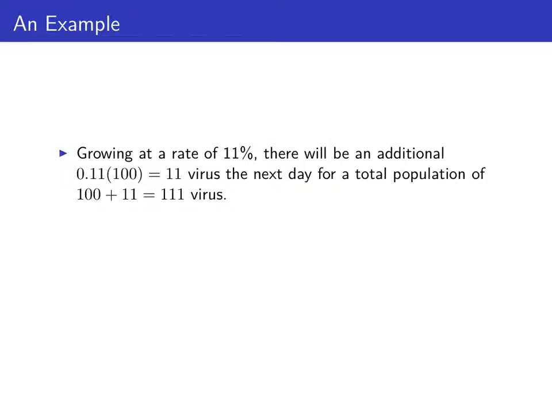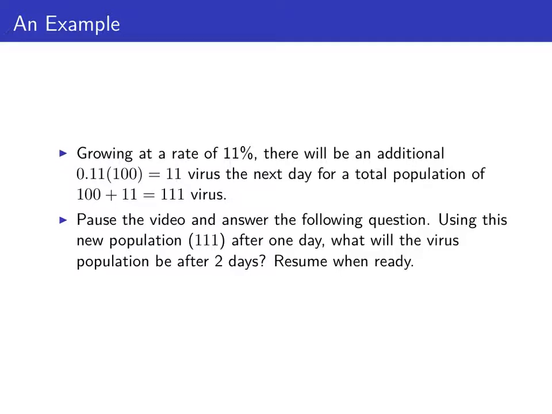Well, if we have a 100 virus and the growth rate is 11%, there will be an additional 11% of 100, or 11 virus the next day. Add that to the original 100 virus, and we'd end up with 111 virus after day 1. Now we have 111 virus. So pause the video and answer the same kind of question. With 111 virus and an 11% growth rate, what will the virus population be after 2 days? Resume the video when you're ready.